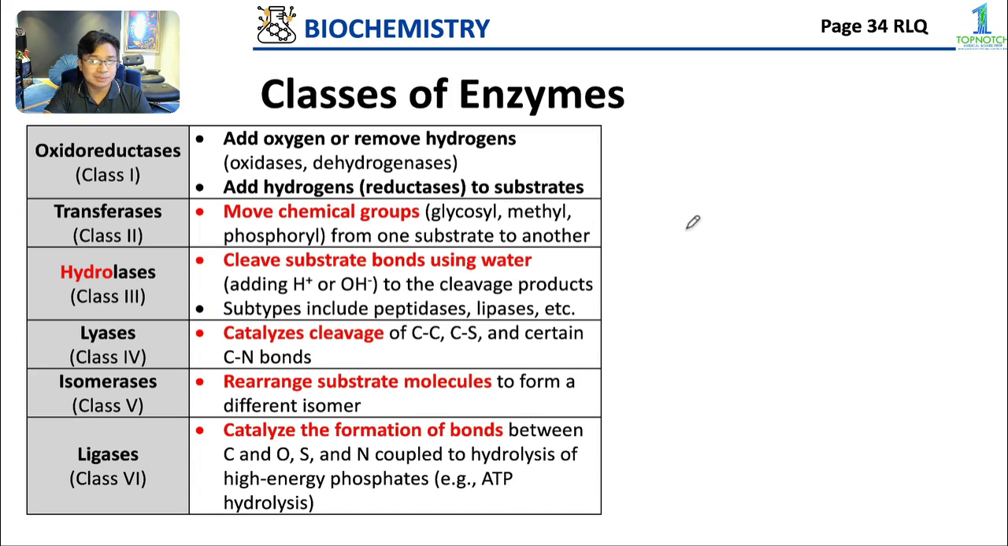Now, enzymes can be classified based on their classes. Class 1, we have your oxidoreductases, involved in redox reactions, transferases, which moves chemical groups from one substrate to another, hydrolases, using water to cleave substrate bonding, lyases, which catalyzes cleavages of bonding without the use of water, isomerases, which rearranges substrate molecules to form a different isomer, and ligases, which catalyzes the formation of bonds among different atoms.